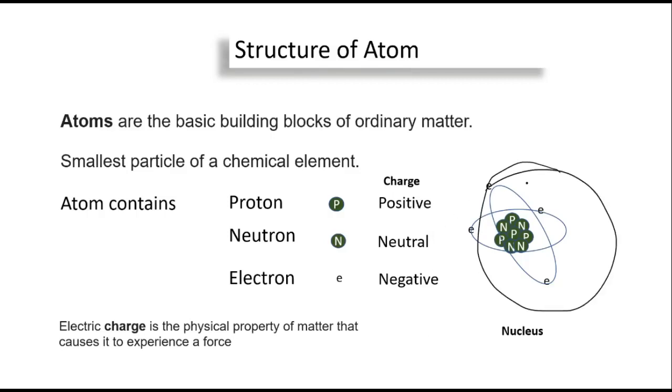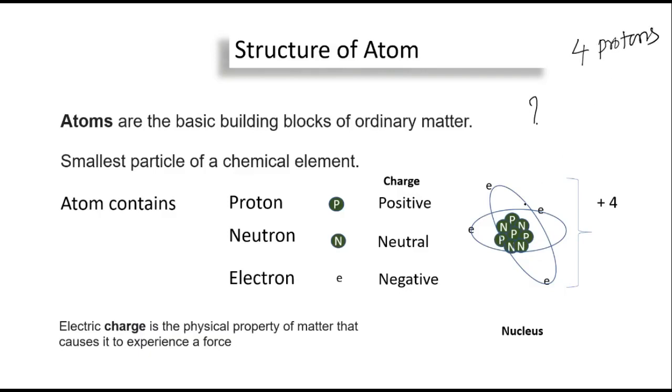Remember, every atom has got some positive charges, some negative charges and some particles which are neutral, right? For example, this is the structure of one particular atom. In this atom we have 4 positive charges. And how do you say that there are 4 positive charges? Because we have 4 protons in this. Just count 1, 2, 3 and 4. 4 protons. So that's why I have written 4 positive charges.